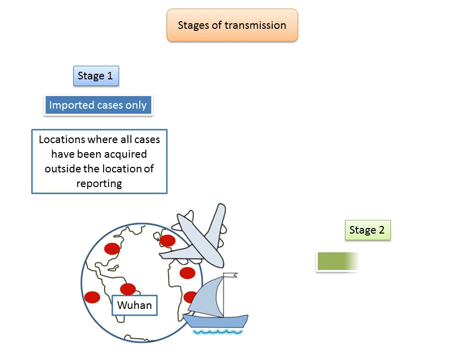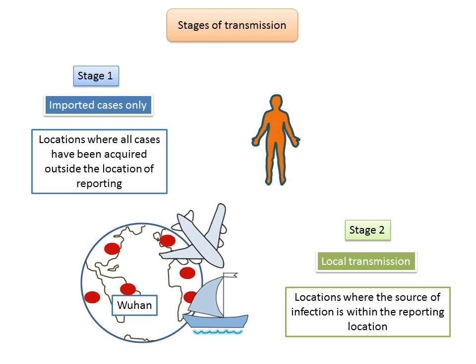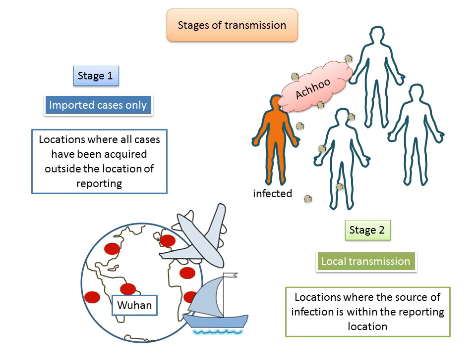Stage 2 is the stage of local transmission, which involves locations where the source of infection is within the reporting location. These are those cases who have come in contact with patients who have had a travel history.